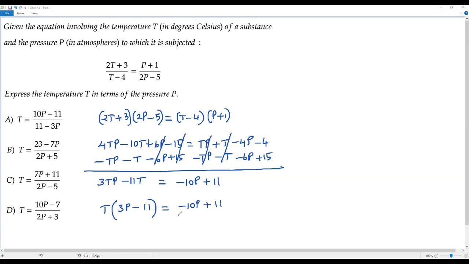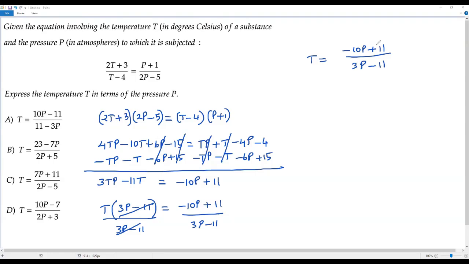Okay, now I have to get rid of this (3P - 11), which is multiplied by T, because my aim is to solve for T in terms of P. So to get rid of this (3P - 11), I have to divide both sides by (3P - 11). Let me do it. So here (3P - 11) cancels out. Now I'm getting T equals (negative 10P + 11) over (3P - 11).